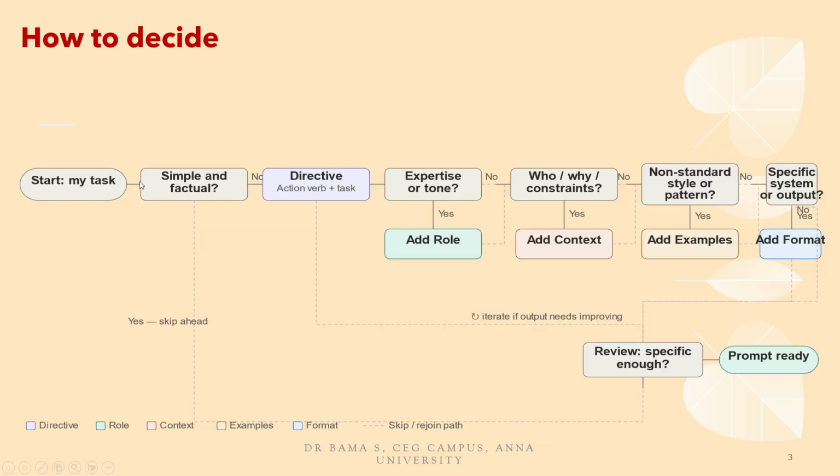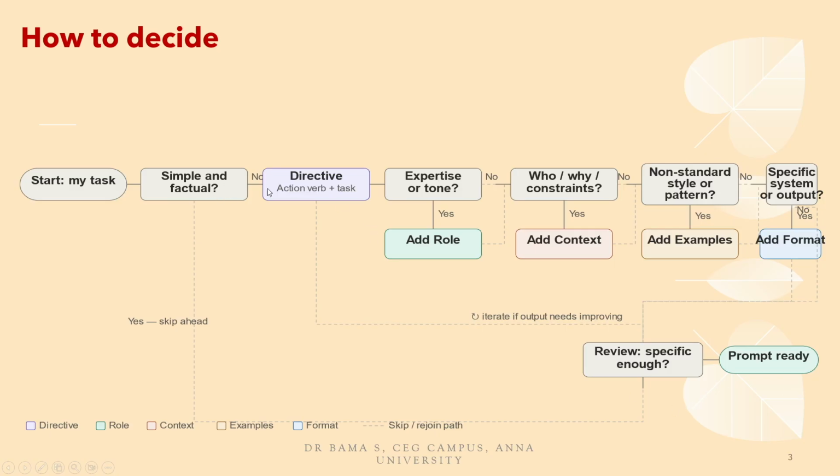Now, how do we decide which components to use in a particular prompt? Say, suppose there is a simple task like what is the capital of France. That is very simple and factual, so it is just one answer, which is Paris. So, we start the task, and if it is very simple and factual, it goes towards a specific prompt. Just say what is the capital of France, and then the prompt is ready. We can directly give this prompt to LLMs and get back the answer.